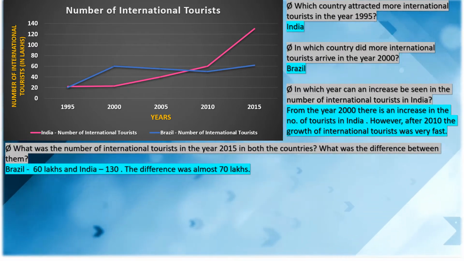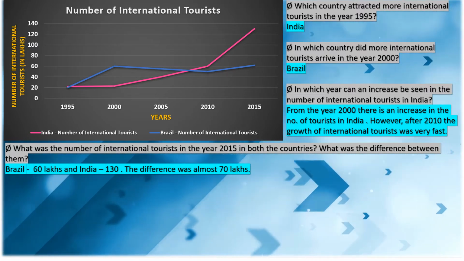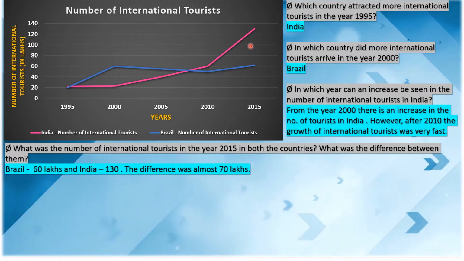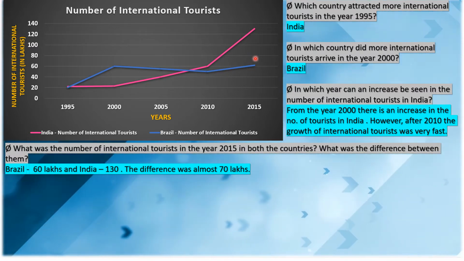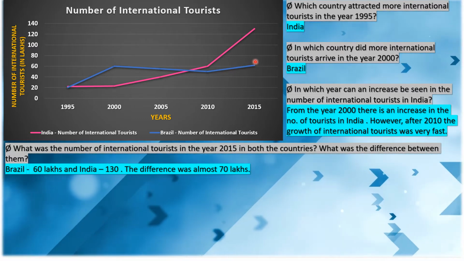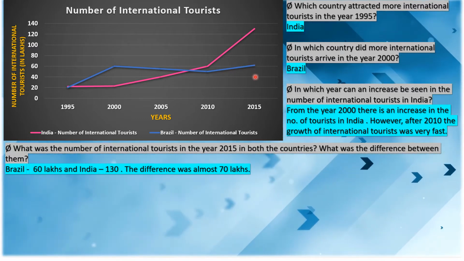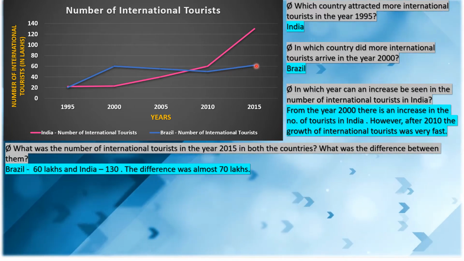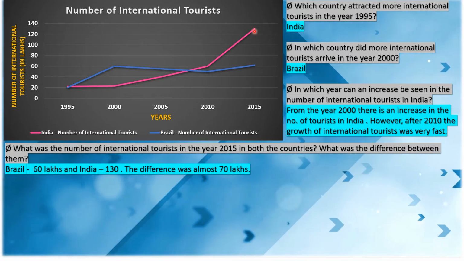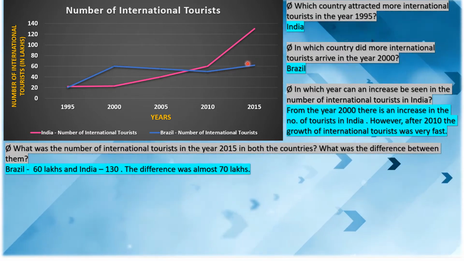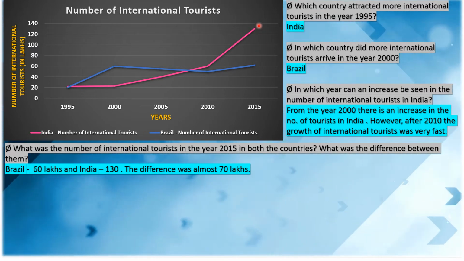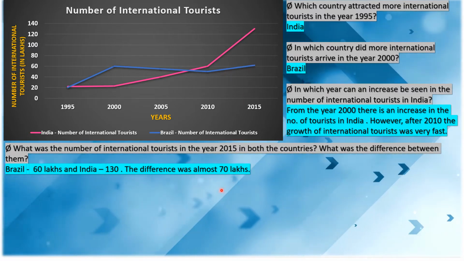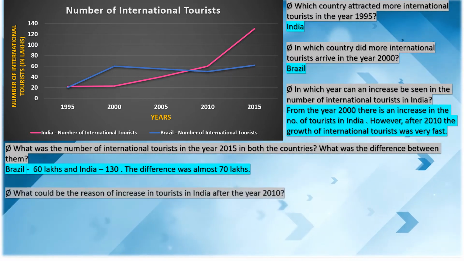What was the number of international tourists in the year 2015 in both the countries? What was the difference between them? Now here we cannot give you the exact figures, but approximately the number of international tourists visiting Brazil were 60 lakhs, whereas the number of international tourists visiting India was approximately 130 lakhs. So the difference between these two countries was almost 70 lakhs. We could say 70 lakhs plus.